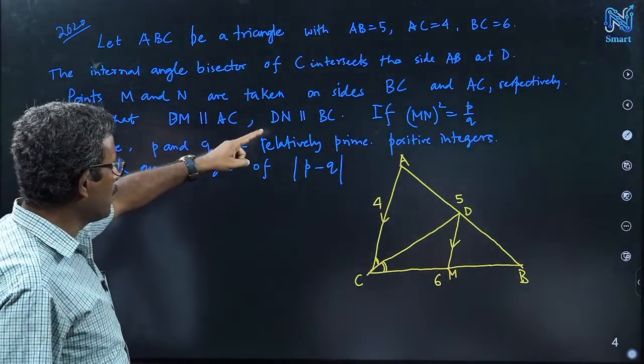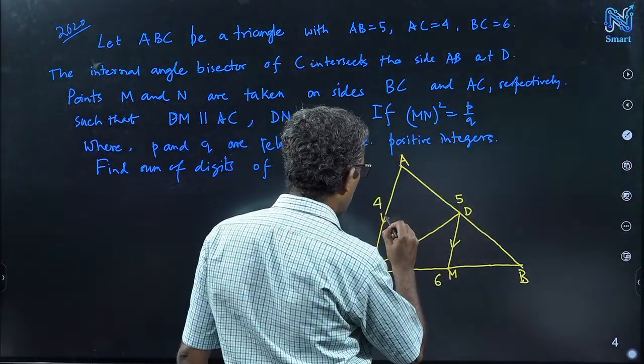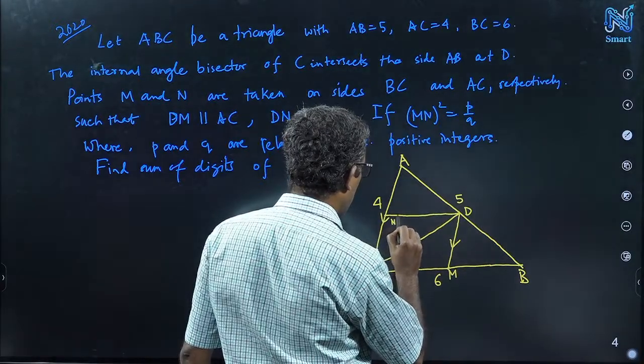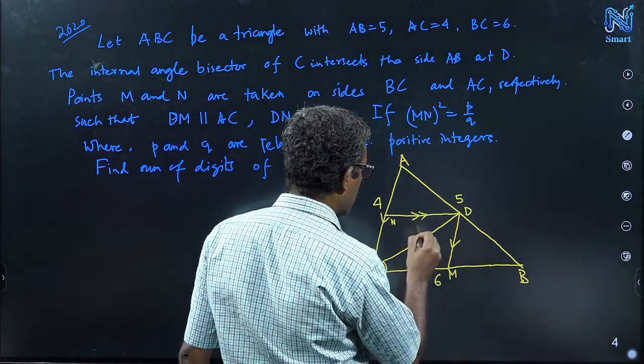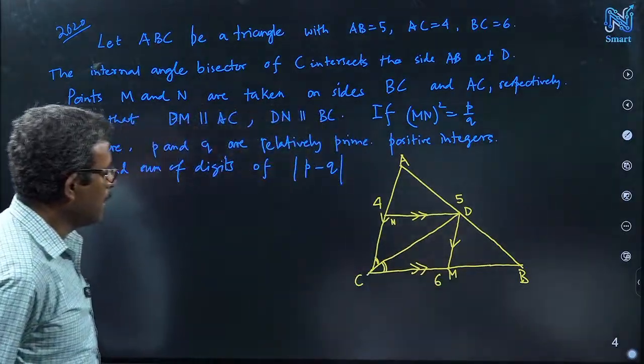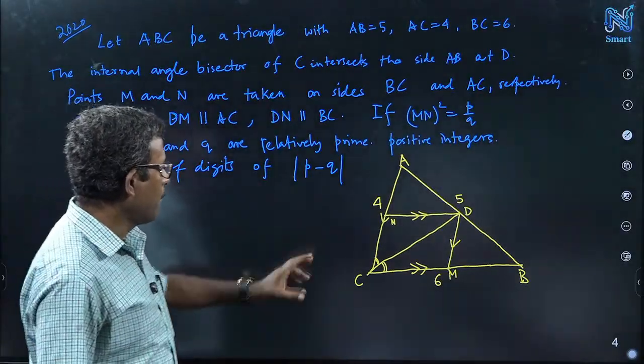Then DN is parallel to BC, N is on AC. This is N and this is parallel to this. DN is parallel to BC, right? And then you have to find MN, that part.